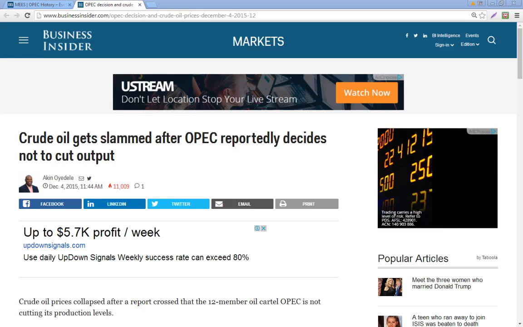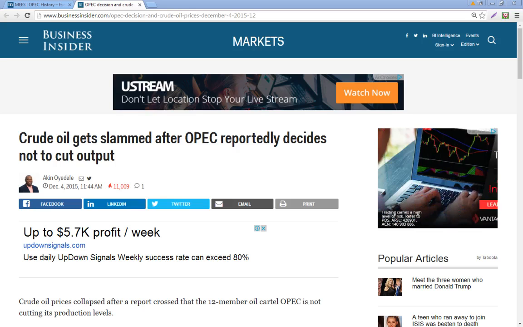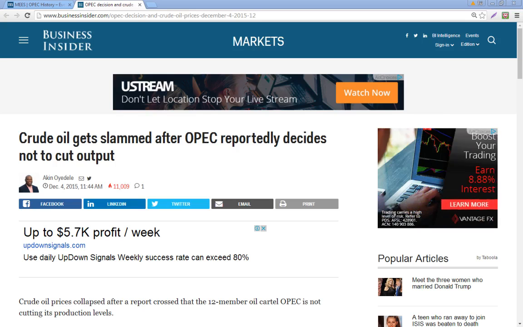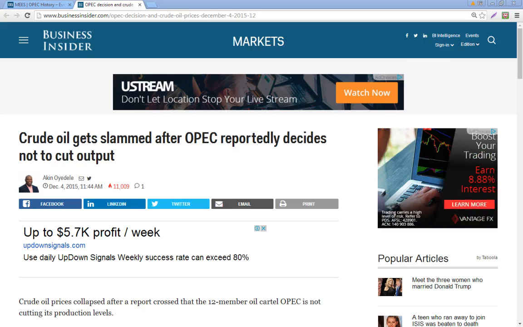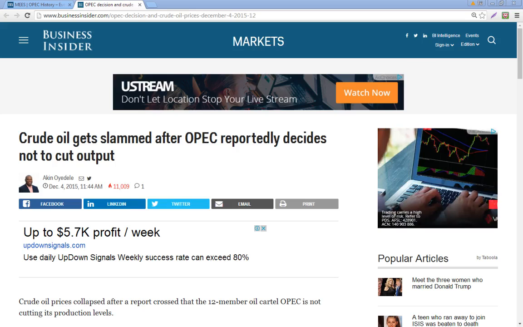And the producer members of OPEC are basically the largest oil producers in the world, which means that when OPEC decides about an output, it decides about the global output of crude oil. And on December 4th, 2015, there was a meeting on which they would decide about their production policy. And the decision was not to cut the output of crude oil.